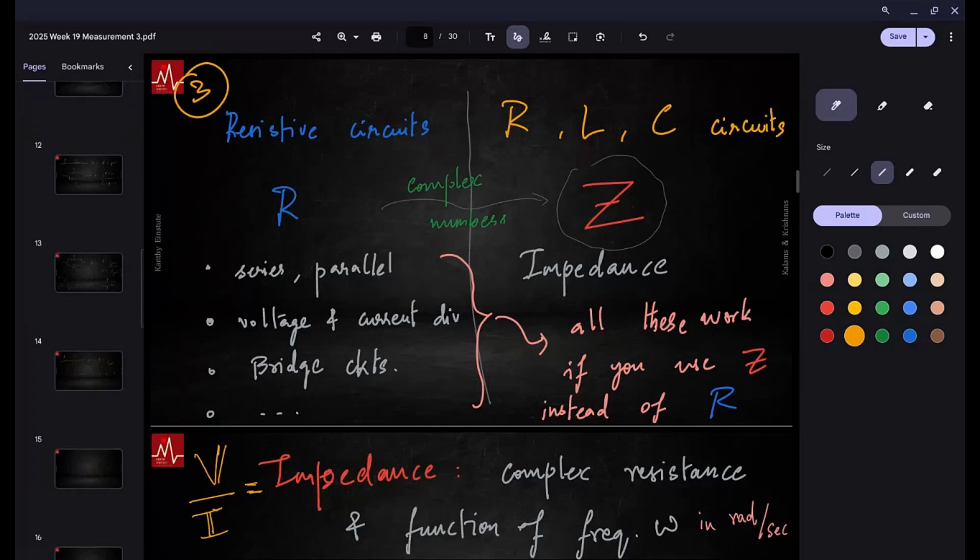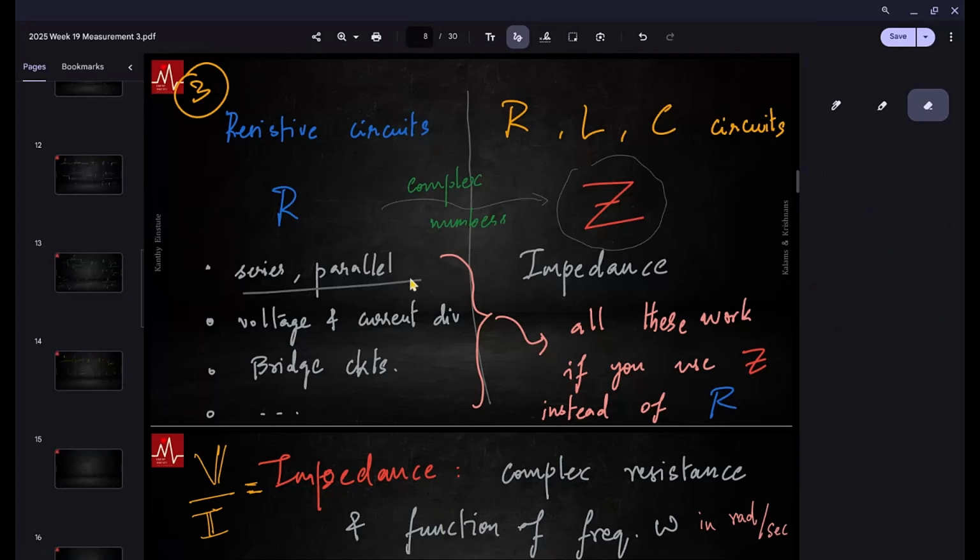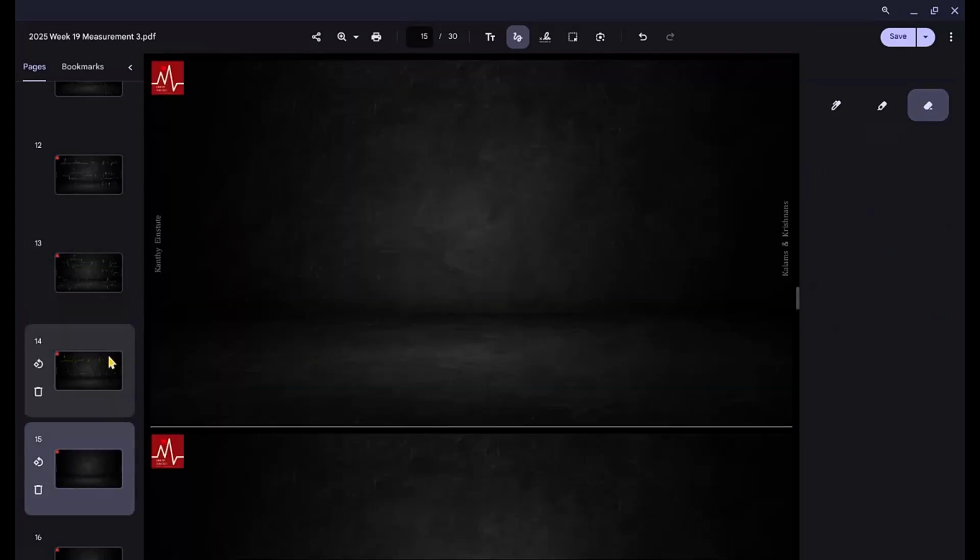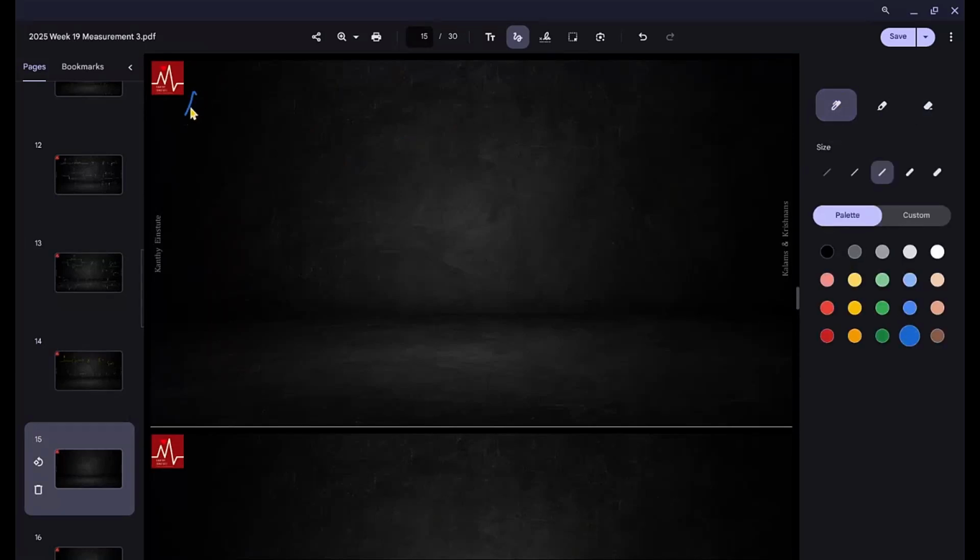So I said, using impedances, whatever you do with resistances, they all work. If instead of R you use Z, they all work. We did the series parallel. Voltage division, current division, all of that also works. But let's look at bridge circuit, because every year there is a question from bridge circuits. Wind up with that.